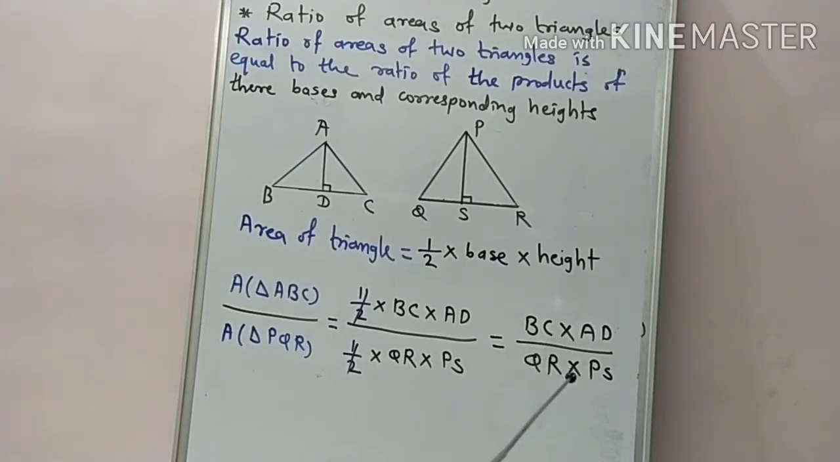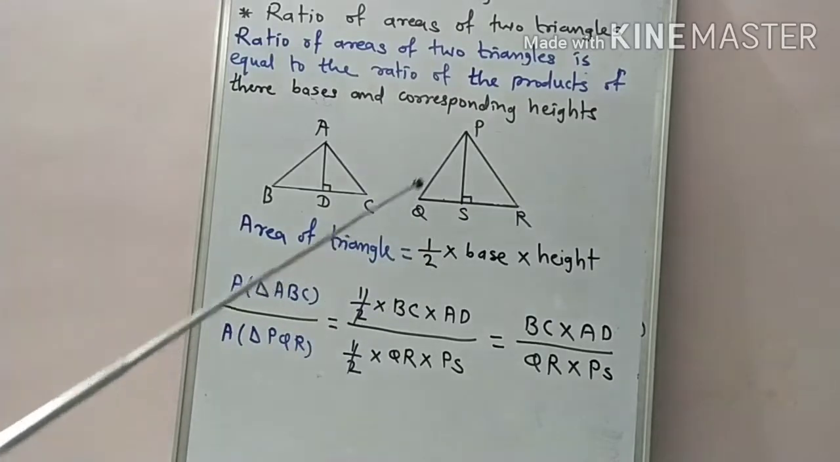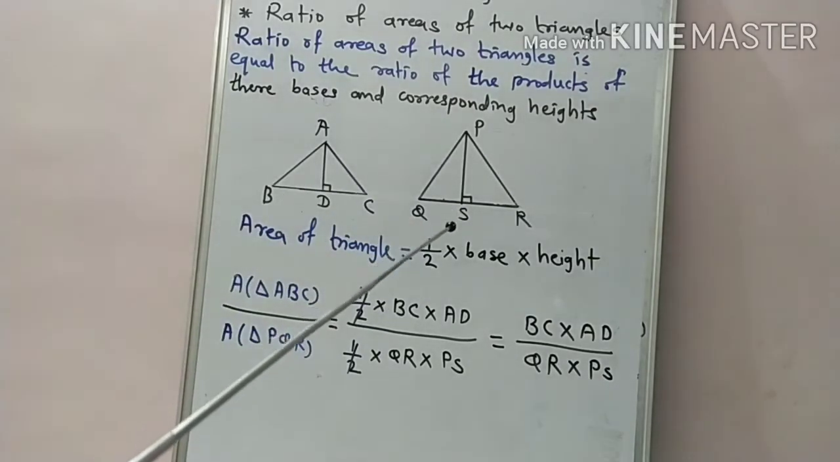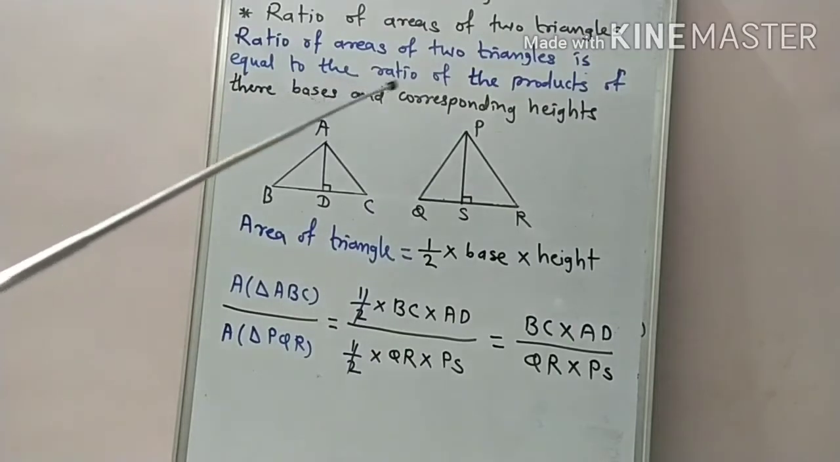Similarly, the product we get here is QR and PS, where QR and PS are base and height of triangle PQR. So we can say that the ratio of areas of two triangles is equal to what? The ratio of products of their bases and corresponding heights.